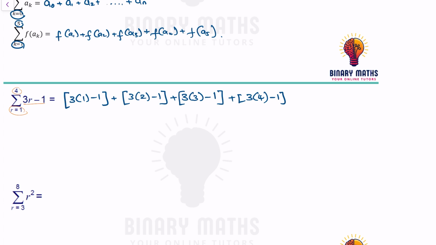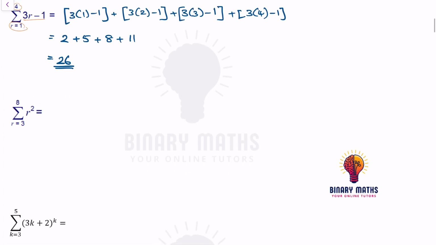So when I simplify each term in my series, I get 3 take away 1, which is 2, plus 6 take away 1 is 5, plus 3 times 3 take away 1 is 8, plus 3 times 4 take away 1 is 11. So when I add this together, I get 7 plus 8, 15 plus 11, 26. 26 will be my final answer for that one.